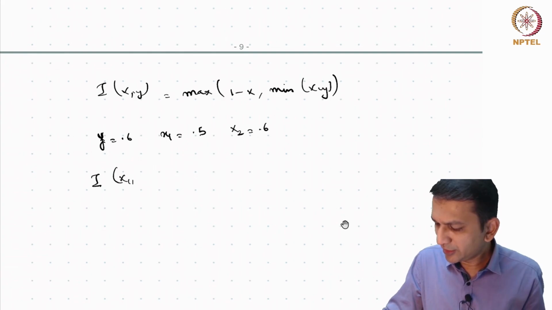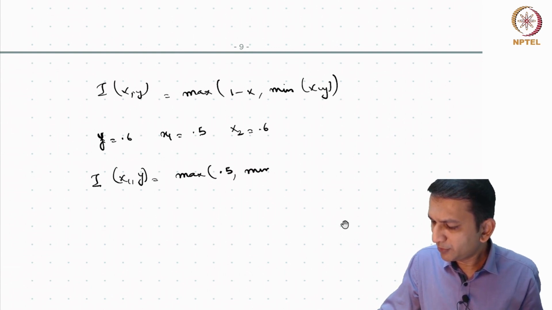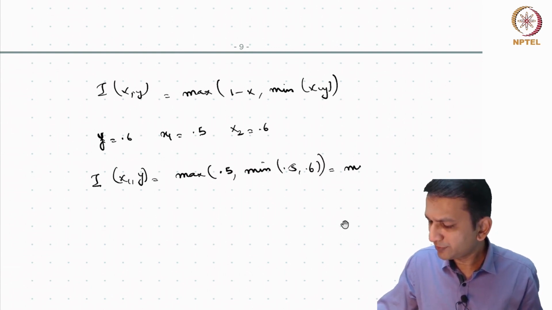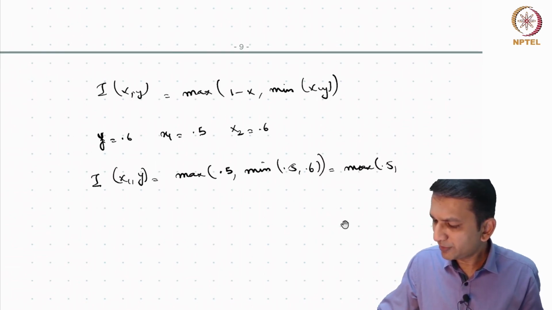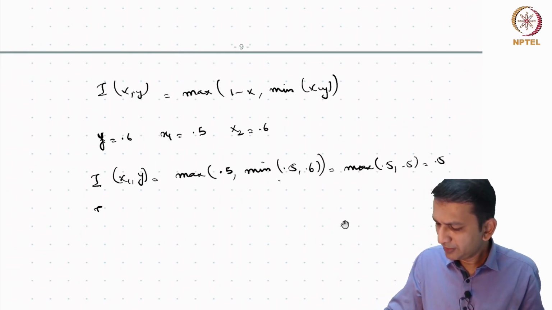Now if you look at I of x1 comma y, this is max of 1 minus x1. Please allow me to write it directly. 1 minus 0.5 is 0.5, comma, minimum of 0.5 comma 0.6 is 0.5. The max of these two is 0.5.